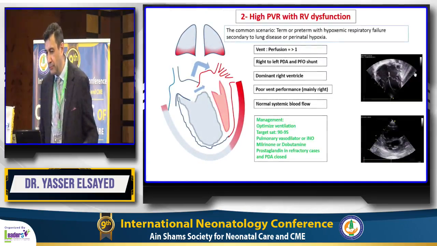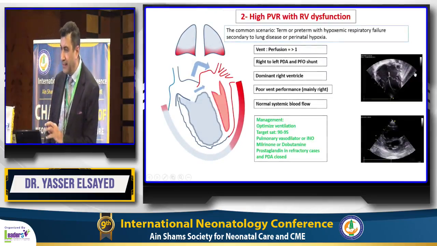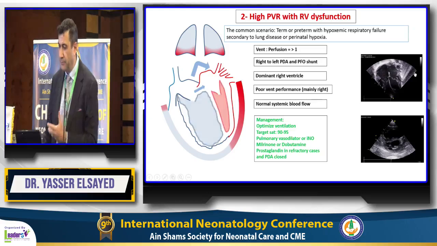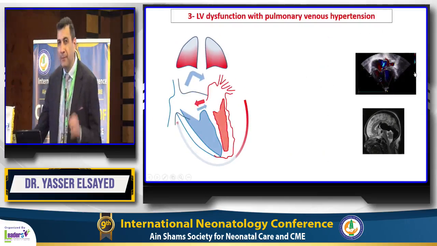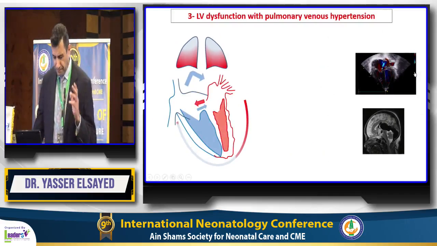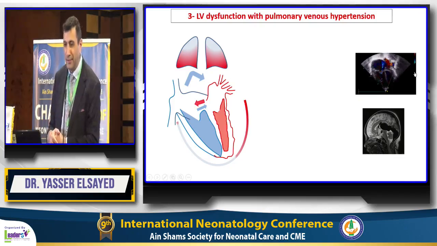The common scenario: term or preterm infant, the same with hypoxemic respiratory failure or perinatal asphyxia. It's typically the same as the first phenotype, but at a more severe, advanced stage. Then the third phenotype, the most tricky; if you cannot diagnose this case, it means death. It means the infant might be lost in no time.